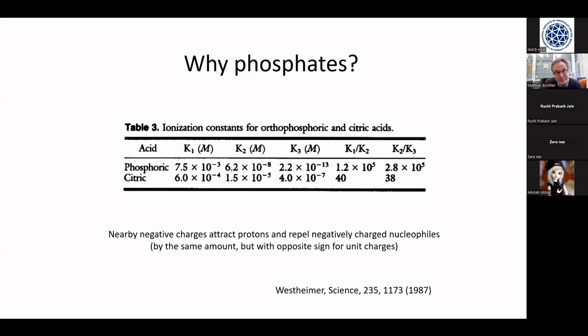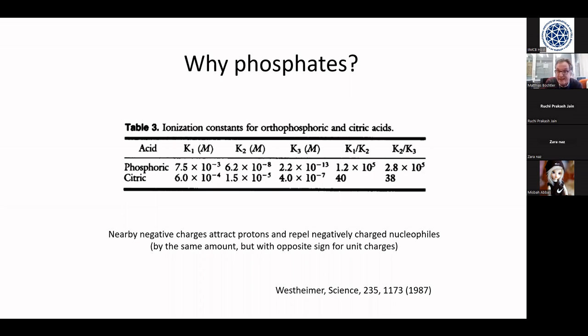And basically, Westheimer's comparison is citric acid versus phosphoric acid. And what you see is that basically the pKa's or the K values, so the equilibrium values, tell you that the negative charge has a huge effect.